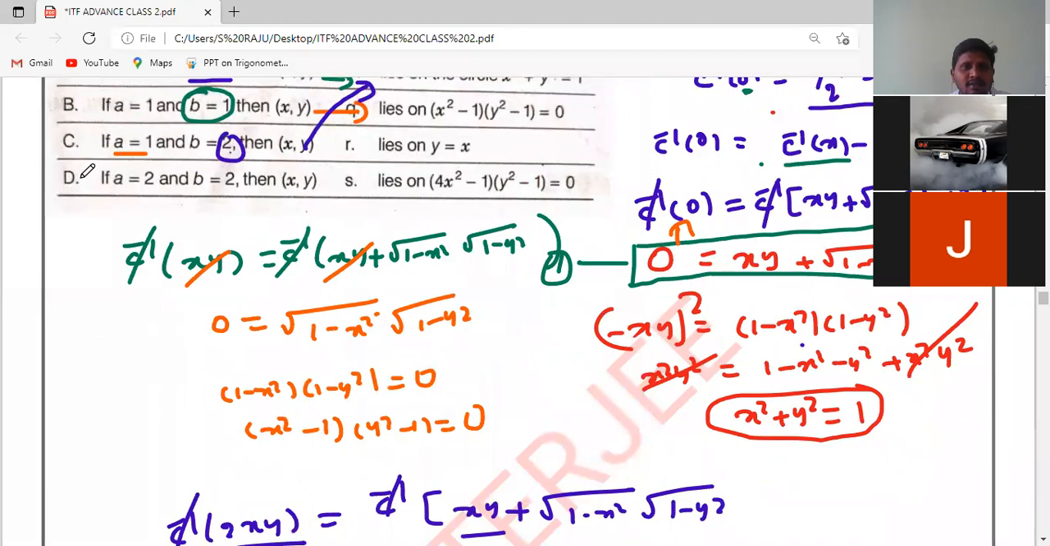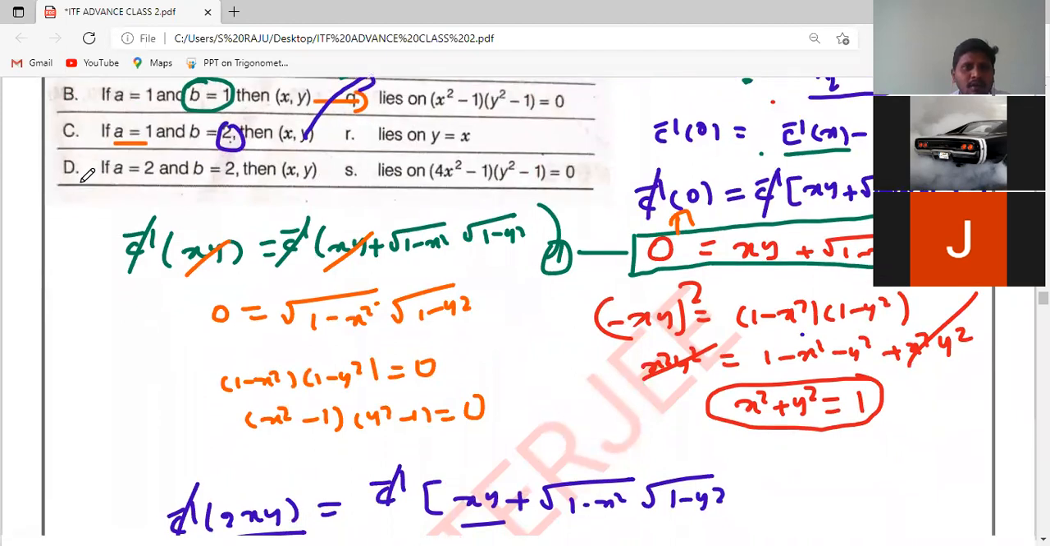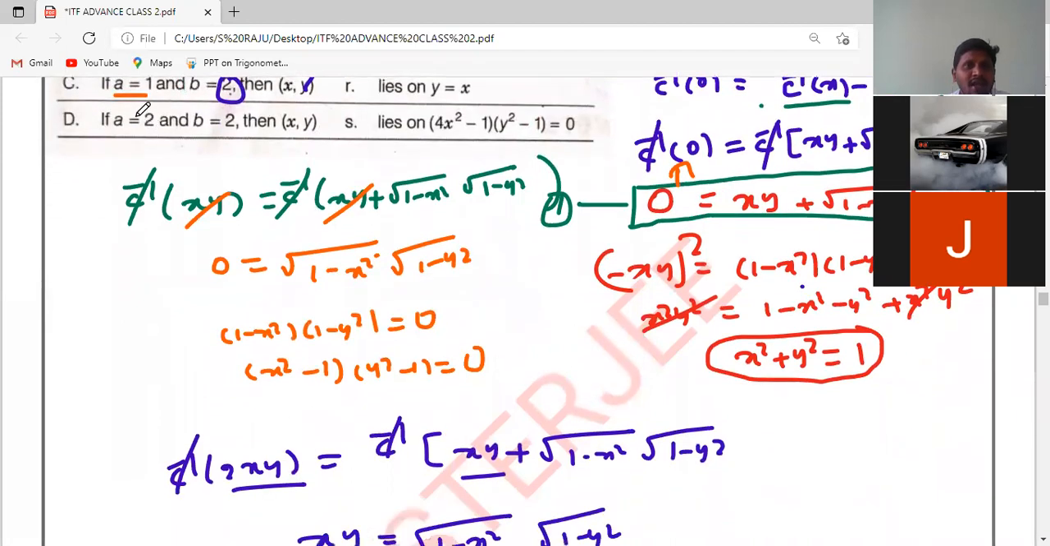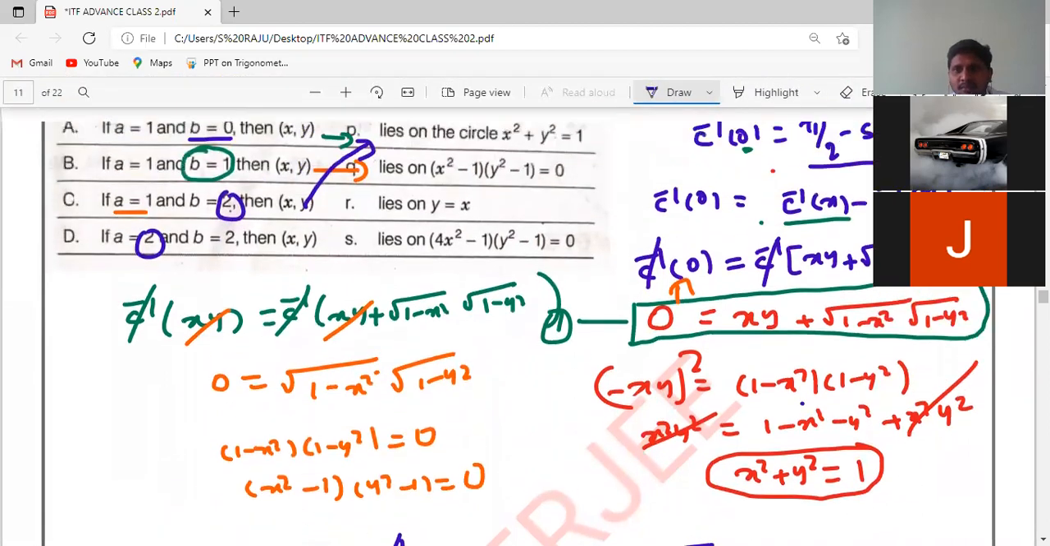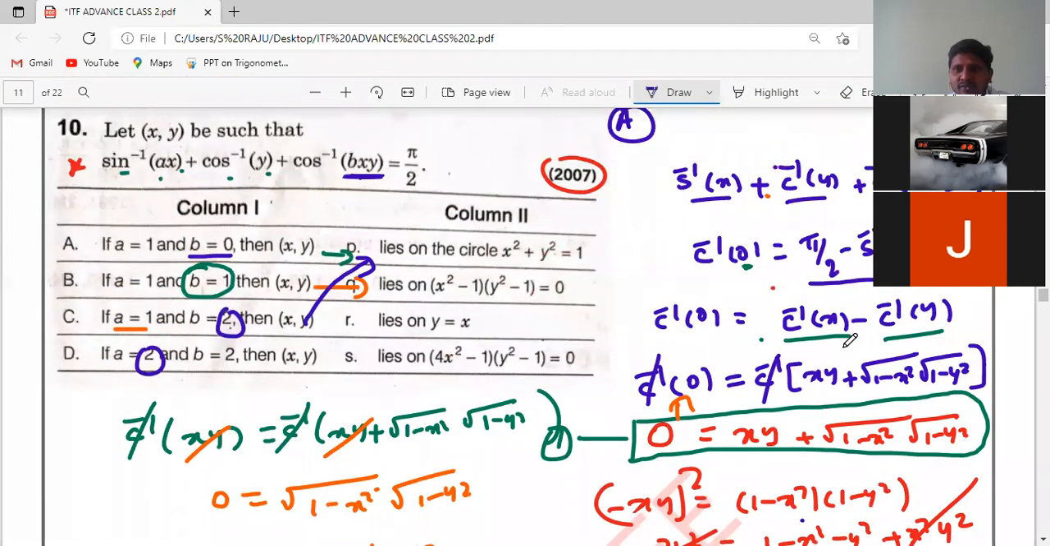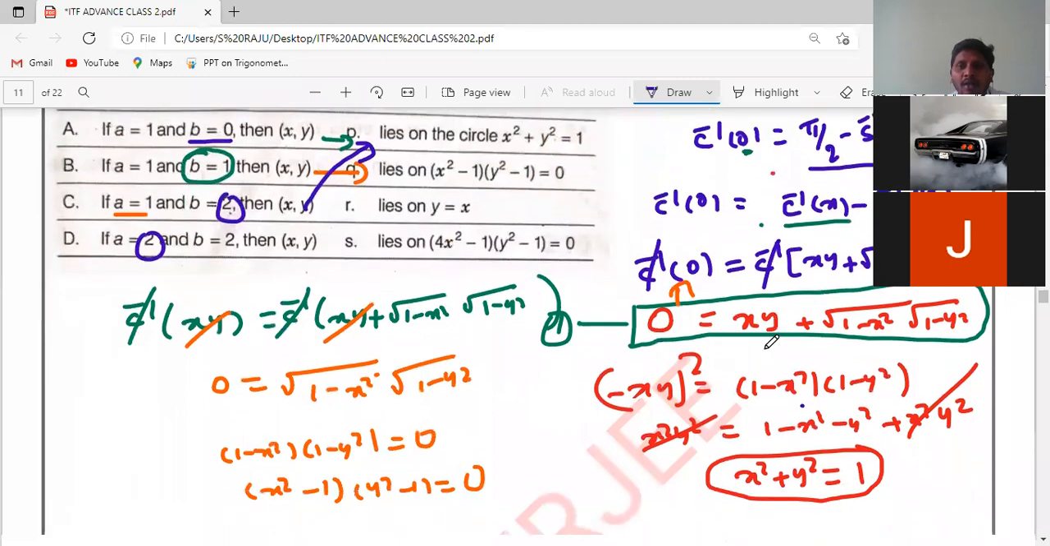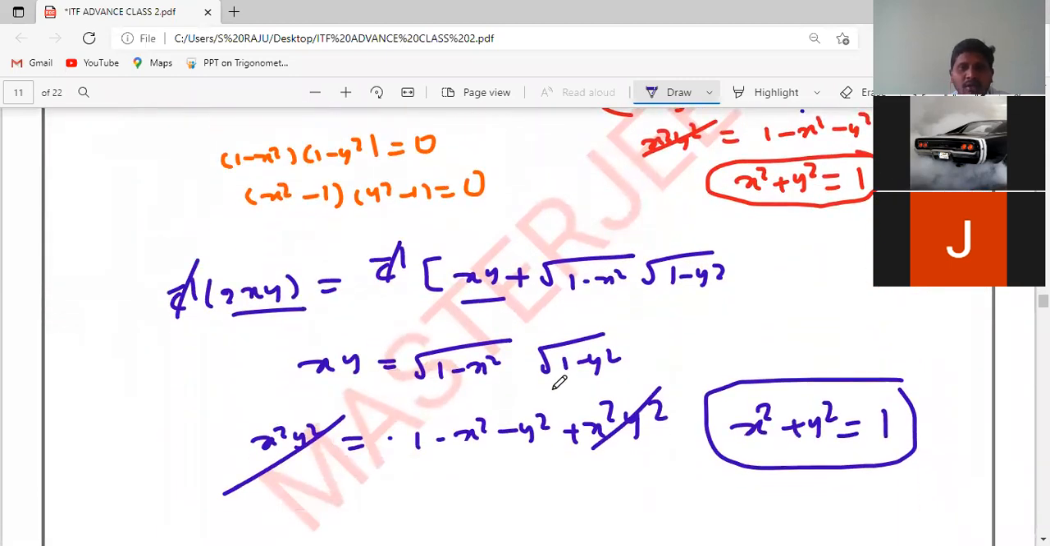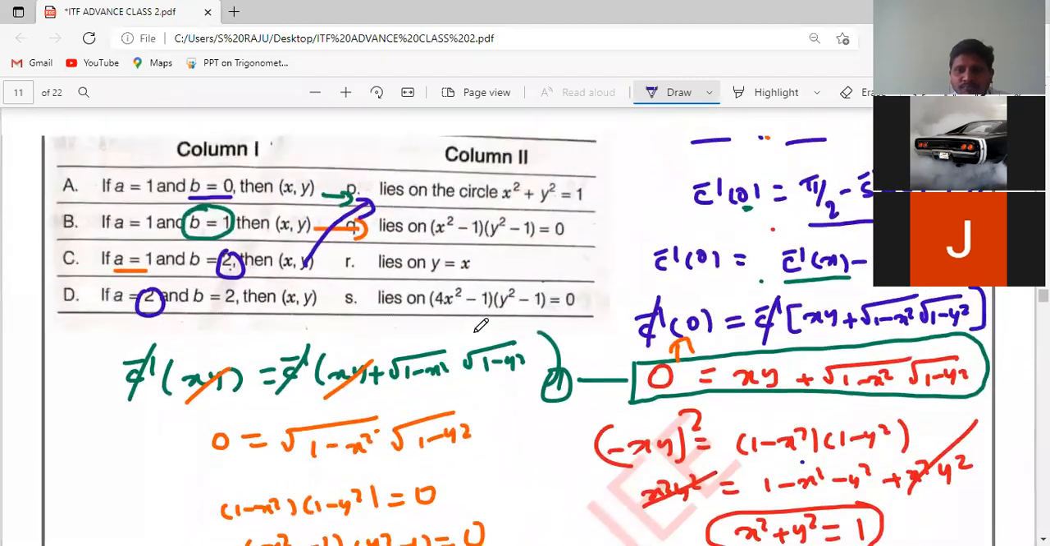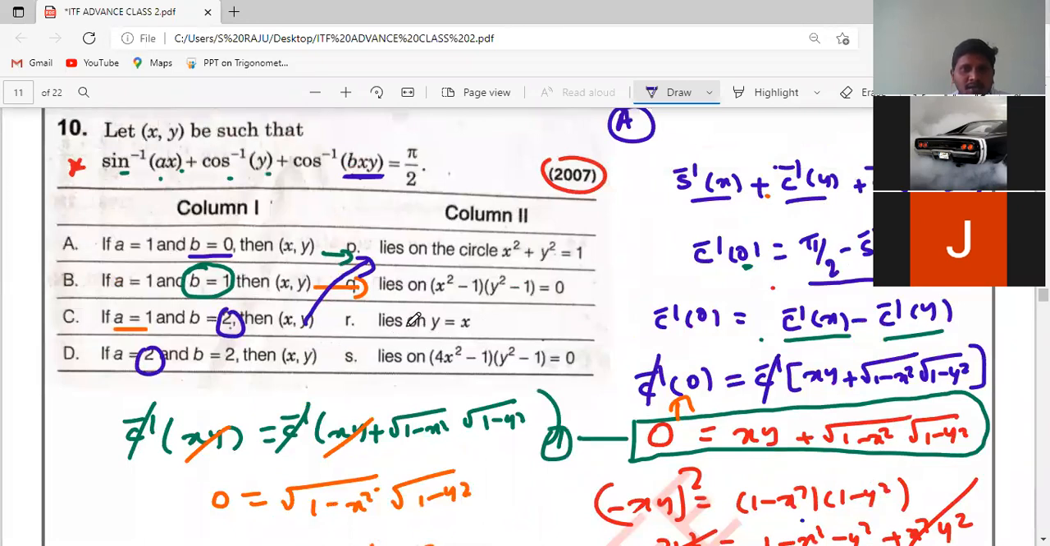Let us see this D. D case, A value is 2. A value is 2, nothing but here what to do here? Sin inverse 2x, sin inverse 2x, 1 minus 2x square we are going to get. So this D option you are going to get directly.